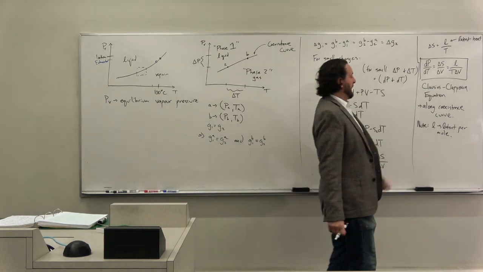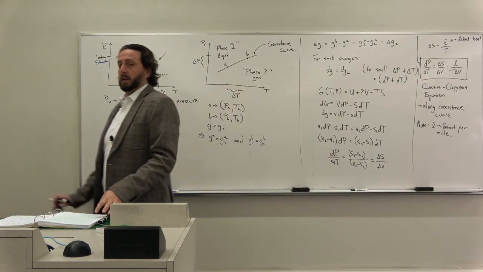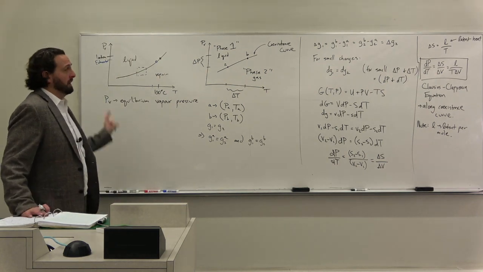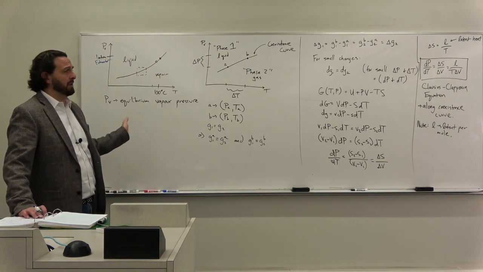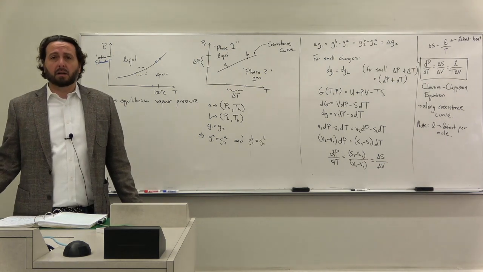Okay, so this is a very powerful equation. And so we're going to stop here with 24.1. We'll come back with 24.2, where we're going to use this Clausius-Clapeyron equation to define a coexistence curve.